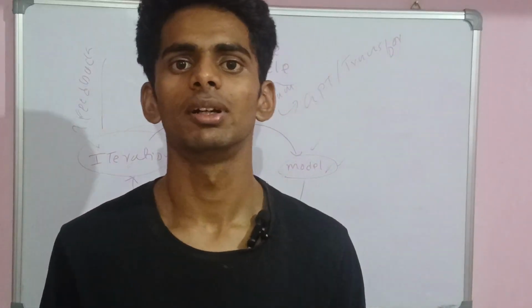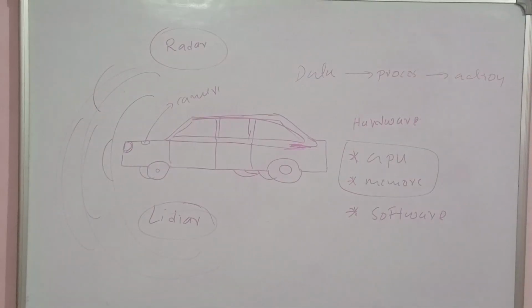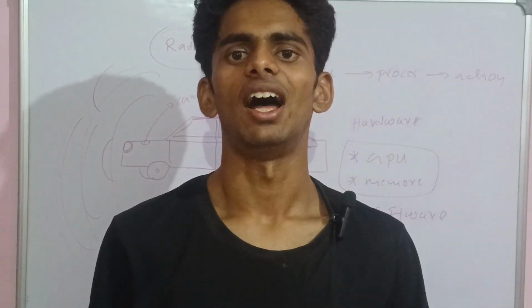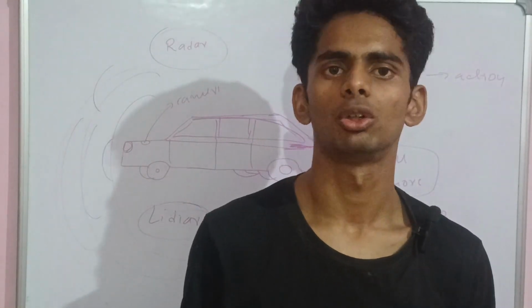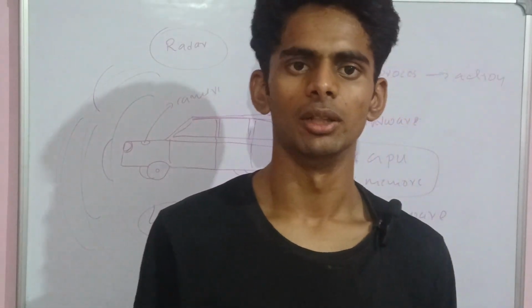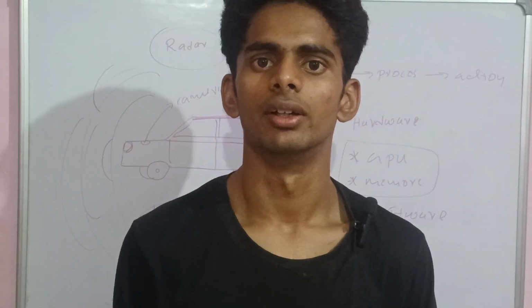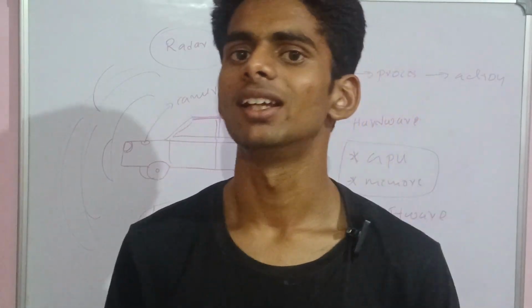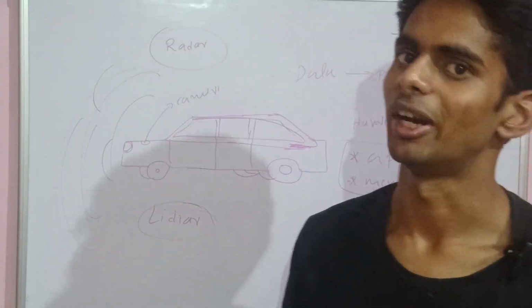Let's come to agenda number three. Let's come to the real world. This is agenda three, and let's look at a real world example. In this real world example, we are talking about how hardware and software are important in the real world in making AI powerful. I think the best example is the self-driving car.